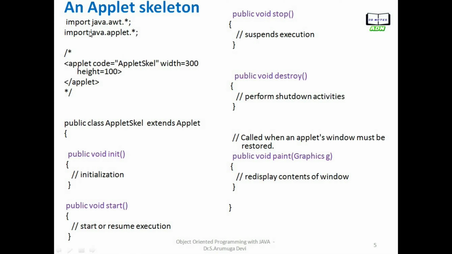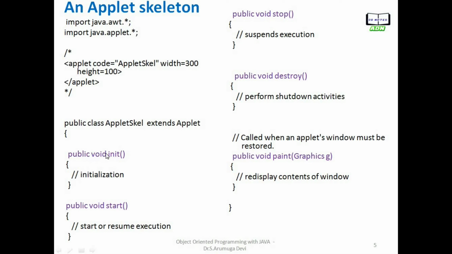In applet programming, you have to import two packages, AWT and applet. The applet package contains the Applet class, and most applet programs extend this Applet class to override these functions. Almost all methods in the Applet class, such as start and stop, are empty, and we can override the functions. Init, this is a template.